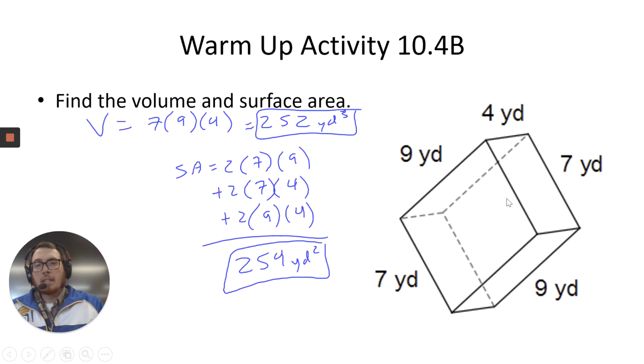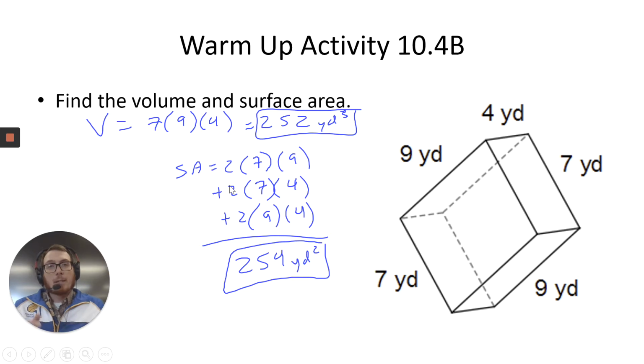Before we look at today's lesson though, the first thing I would like to look at is just some volume and surface area review. So right here we have a rectangular prism. It has side lengths of 7, 9, and 4 yards as the length, width, and height. Notice that there's some extra numbers here that you don't necessarily need in order to be successful on these questions. So the volume here would be 7 times 9 times 4 because it's length times width times height, and that would be 252 cubic yards.